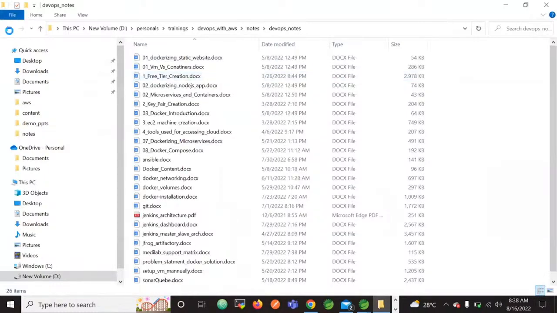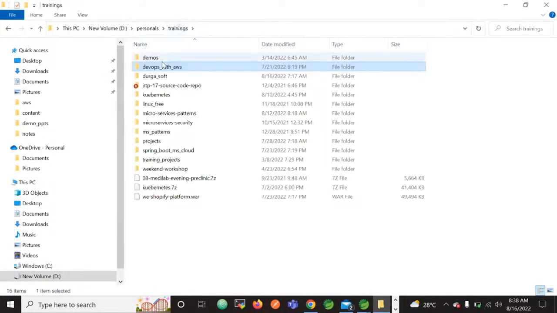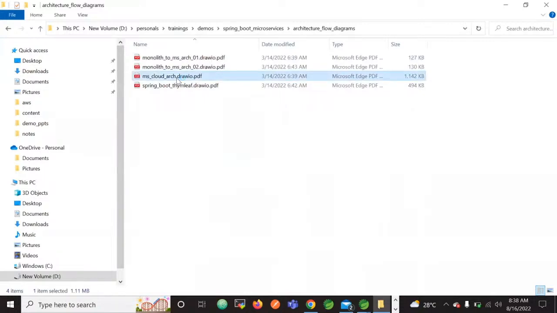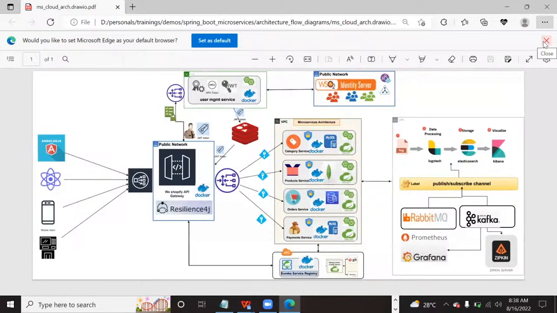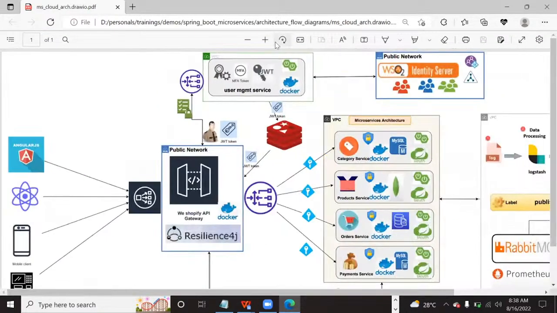Okay, let me first explain. All those concepts will be covered here. Here we will use the Kubernetes cluster. Let me first explain the microservices I told you about, the fifth project. Let me take the cloud architecture first. This is the cloud architecture, the microservices architecture.